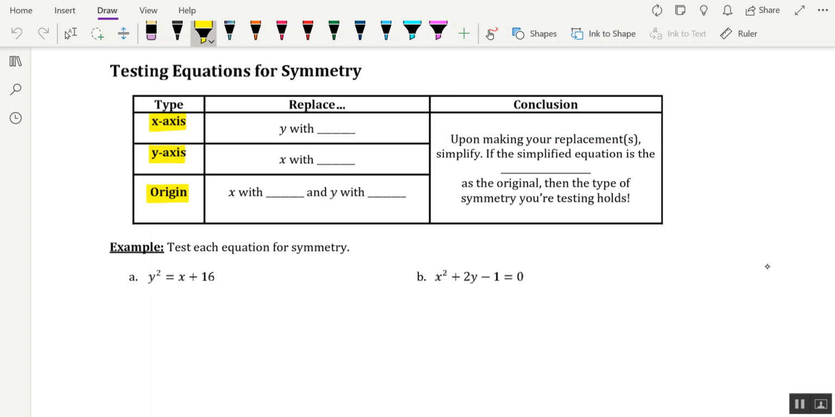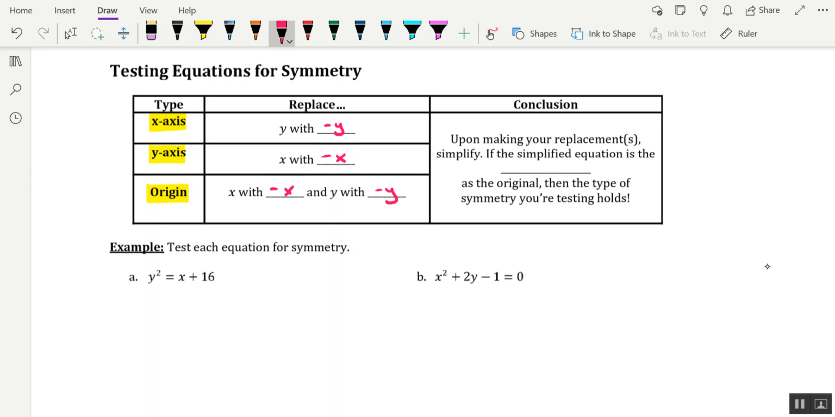And we saw how we can come up with a relationship between corresponding points by changing either the x, y, or both coordinates to their opposites. With x-axis symmetry, we had to negate or turn the y-coordinate into its opposite. So in an equation, that equates to replacing y with negative y. For y-axis symmetry, in an equation setting, we replace x with negative x, and when testing an equation for origin symmetry, we replace both variables with their opposite.